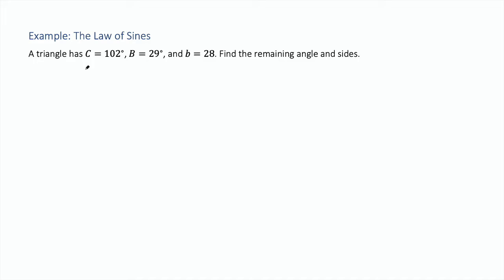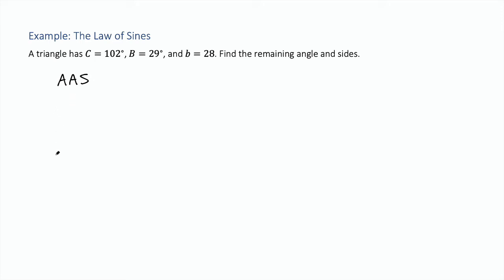We have a triangle with angle C equal to 102 degrees, angle B equal to 29 degrees, and side length b of 28. And we'd like to find the remaining angle and sides. So here, this is the case where we've got two different angles, and we have a side that's opposite one of the angles. So this is the case angle, angle, side.